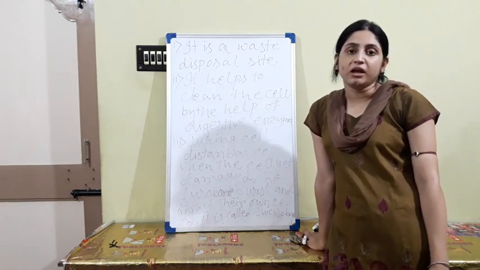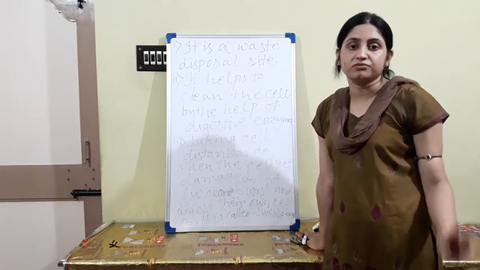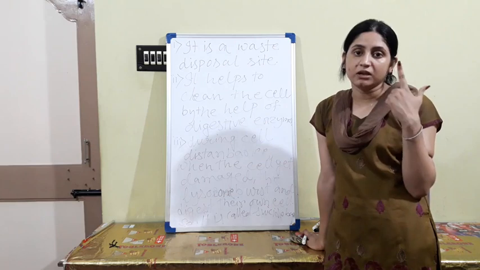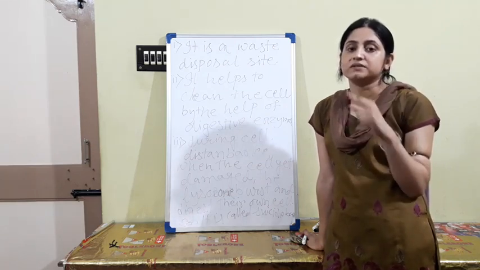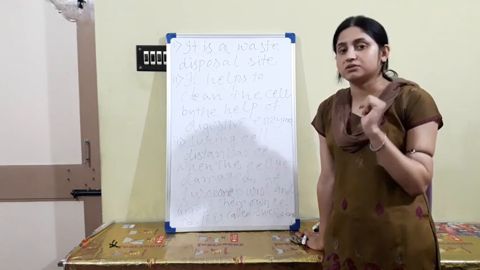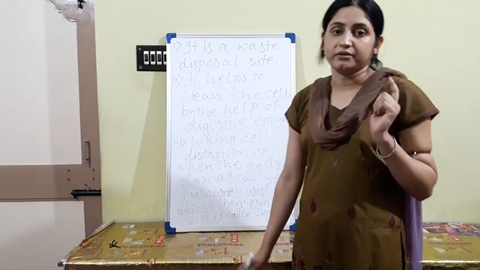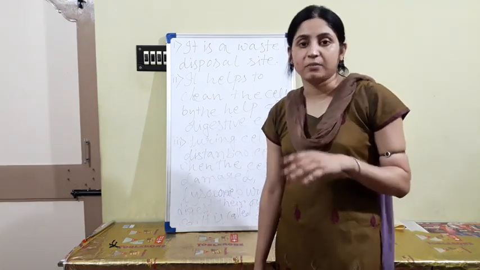So today we have learned about three organelles: endoplasmic reticulum, structure, types, function; Golgi body, structure, functions; and lysosome, structure and function. Read it carefully, and next day we will go through the other parts of this chapter.